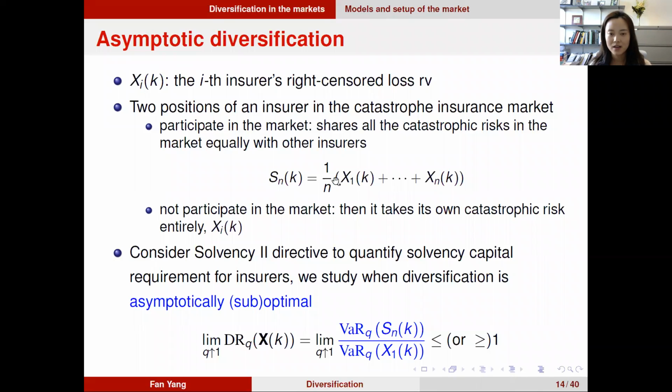Now to compare the diversification, we compare the risk of these two positions. One is when they participate in the market, that's Sn, compared to the risk when they do not participate in the market, that's X1. So that's the diversification ratio, DR, we consider here. And we are going to study when it is asymptotically suboptimal or optimal. Okay.